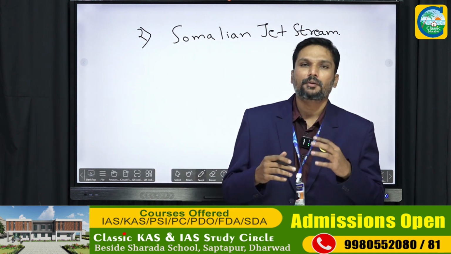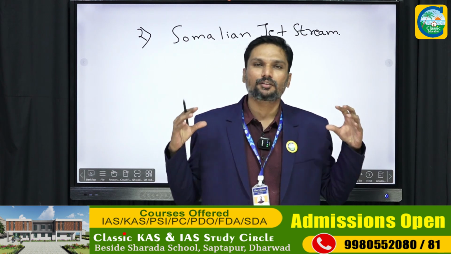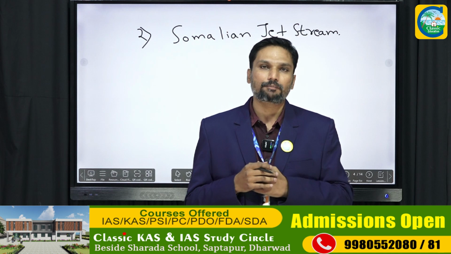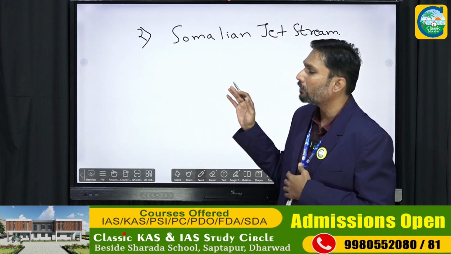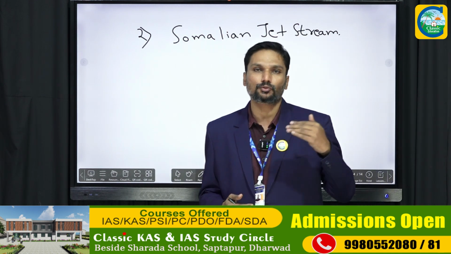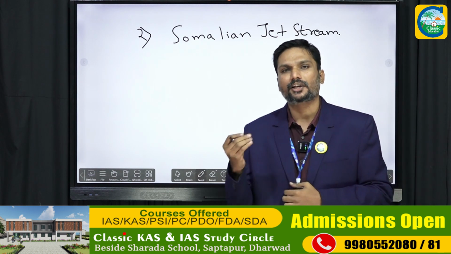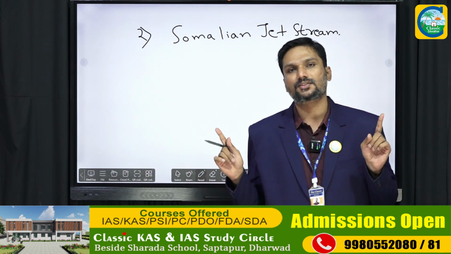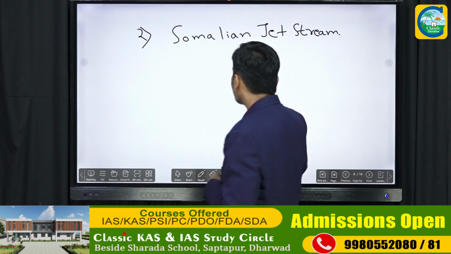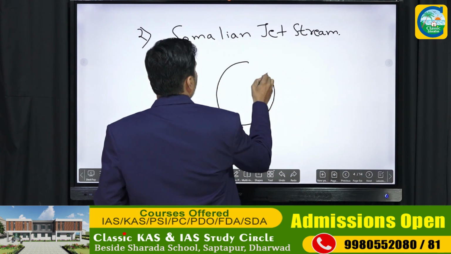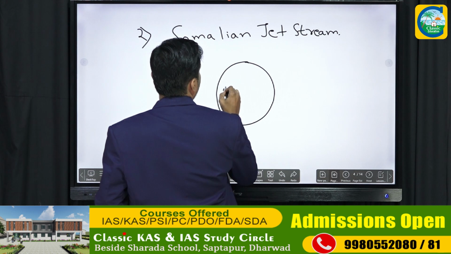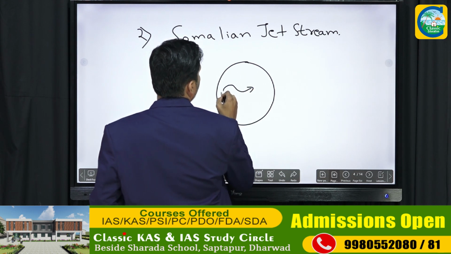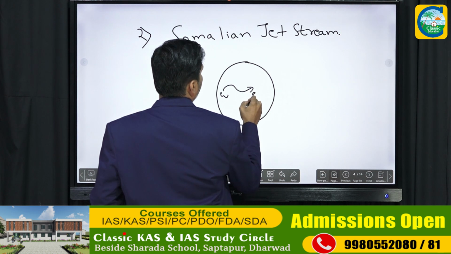The Somalian jet stream is nothing but a very strong flow of air in the upper part of our atmosphere. Is that understood? In the upper part of our atmosphere, we have jet streams which flow in one particular direction. And this Somalian jet stream flows from west to east. If this is the globe, the Somalian jet stream generally flows from west to east.